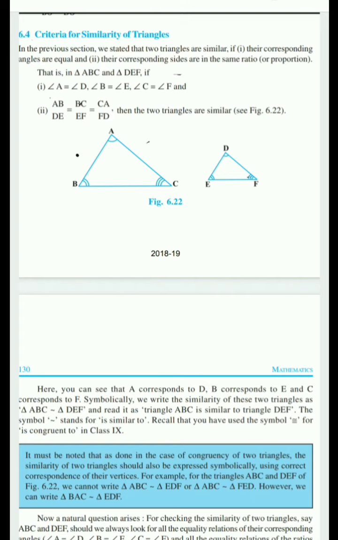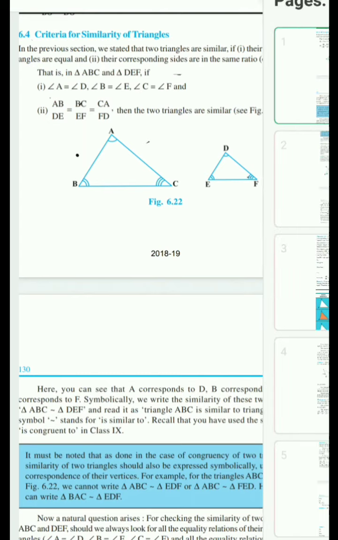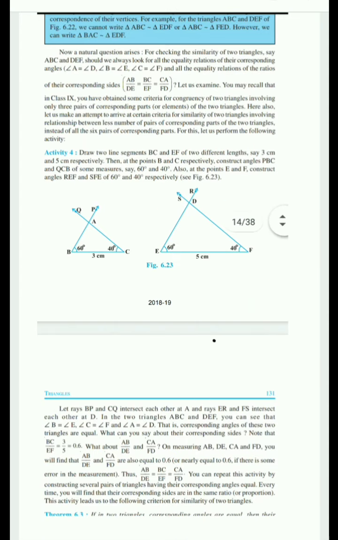But now we are moving towards, as you can see in your textbook page number 130, that symbolically we can write similarity of two triangles in this form. They already told that we were using this symbol for congruency. The same thing I told you just now. Now here we have to use this symbol, as we are talking about similarity of the triangle. As you can see in our next slide, what they told us.